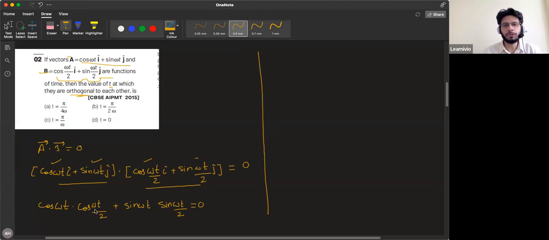So what we can do is we can try to convert this cos omega t into, or just let me check. I believe there is some error in this question. It should not be cos omega t by 2. It should be cos omega t. Just one second. Okay, so this is cos omega t and this is cos omega t by 2.